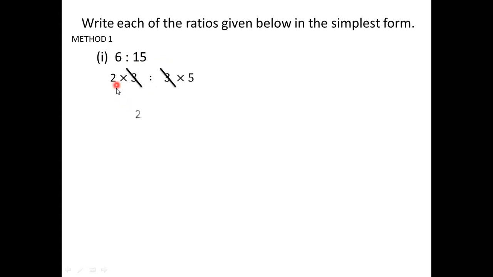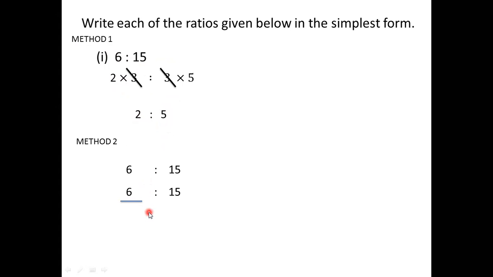Okay. Now what is the ratio? 2 is to 5. You have brought 6 is to 15 into simpler form. That is 2 is to 5. Method 2. 6 is to 15.